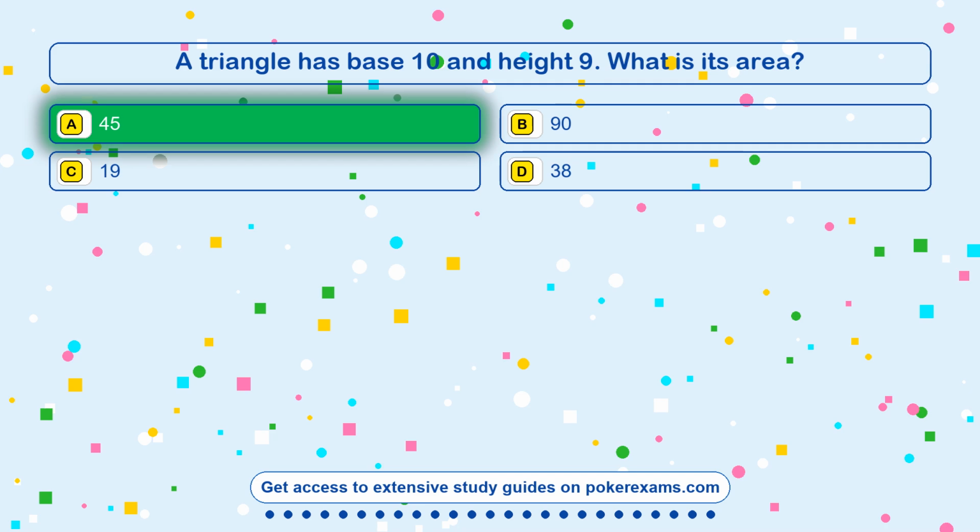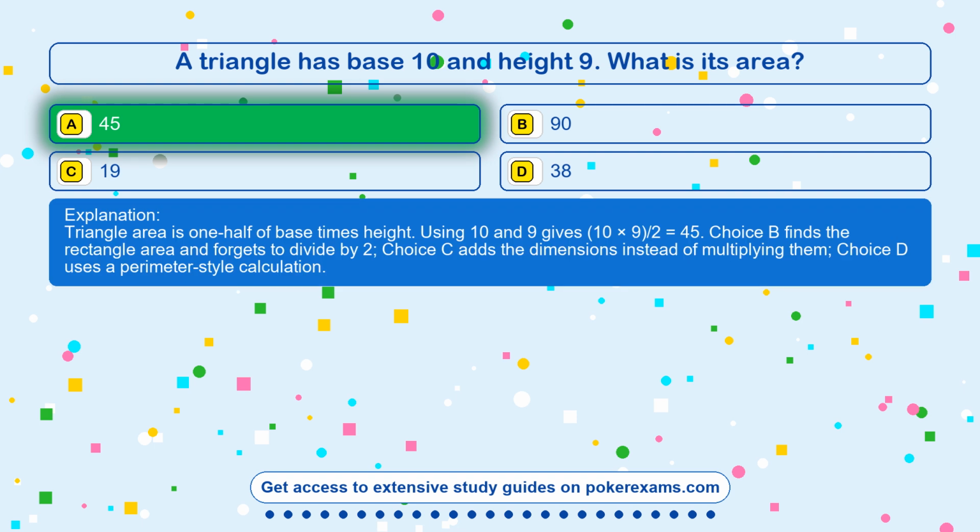The correct answer is option A, 45. Triangle area is one half of base times height. Using 10 and 9 gives 10 times 9, divided by 2, equals 45. Choice B finds the rectangle area and forgets to divide by 2, choice C adds the dimensions instead of multiplying them, choice D uses a perimeter-style calculation.